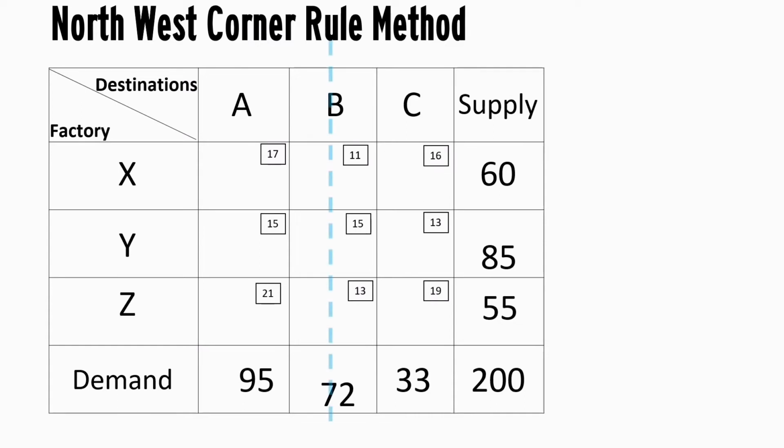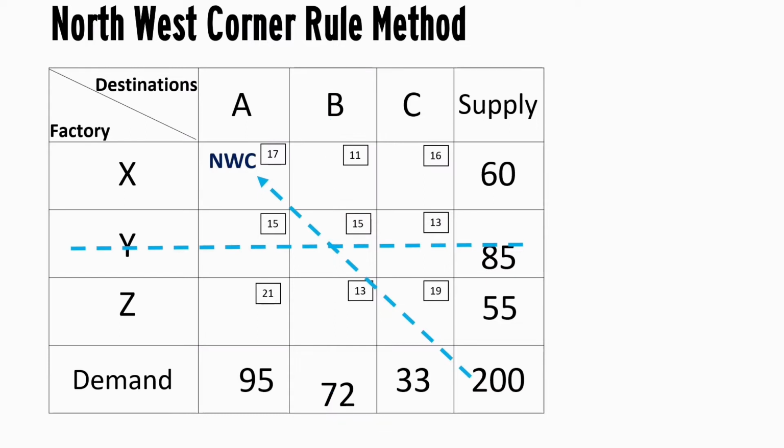The value in the small square indicates the shipping cost of one unit of goods from each factory to a destination. In this method, we will start allocating the maximum number of supply to the box located at the northwest corner, that is from X to A destination. As you can see, the factory X can supply 60 units while the demand from A is 95 units. What unit should be allocated here? We will allocate 60 units even though the demand from A is 95 units.